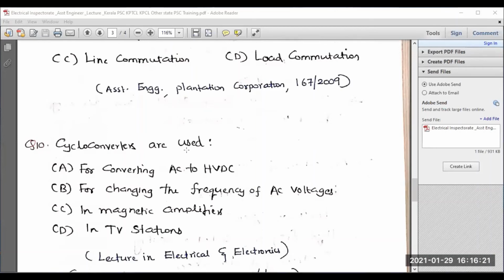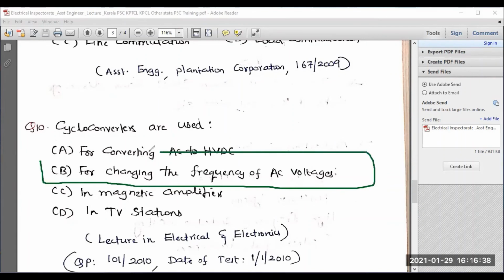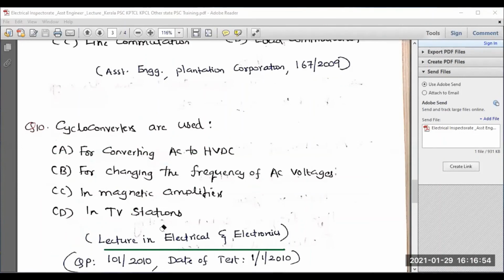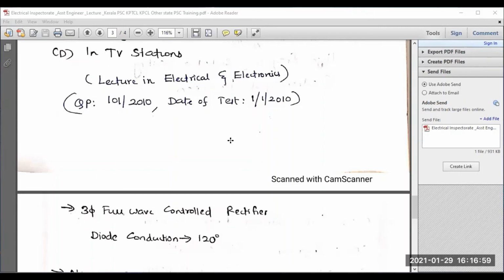Regarding question number 10, cycloconverters are used for converting AC to HVDC, for changing the frequency of AC voltage, in magnetic amplifier, or in TV station. Anyway, if I see a question related to cycloconverter, it is related to frequency. So for changing the frequency of AC voltage, we are using a cycloconverter. I have listed out the applications also, and I will be showing them at the end of the session. This is also very important. These are a few questions which I selected in the area of power electronics for lecturer in electrical and electronics engineering exams. You can go through them, and definitely your confidence level will improve.